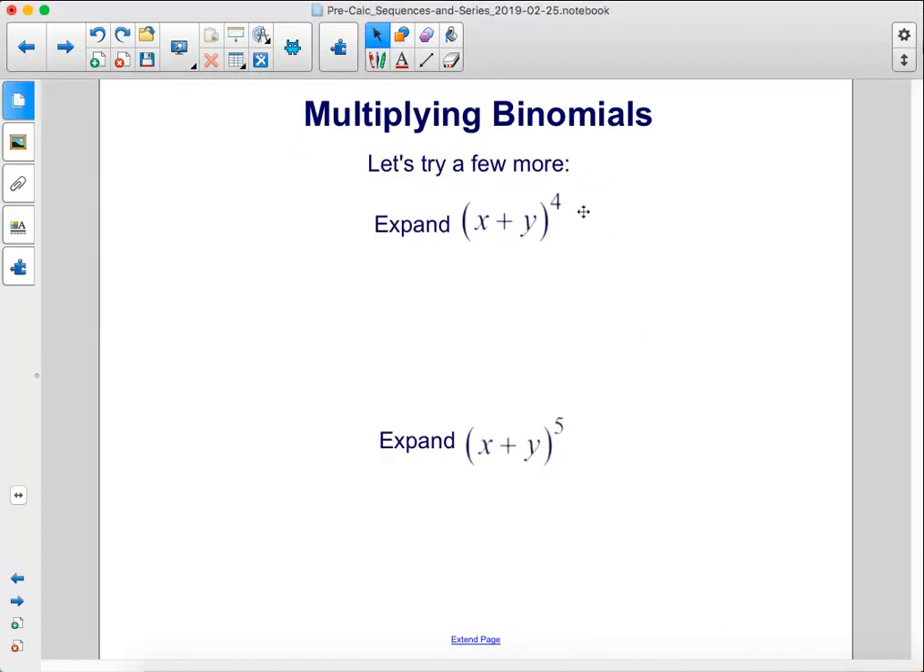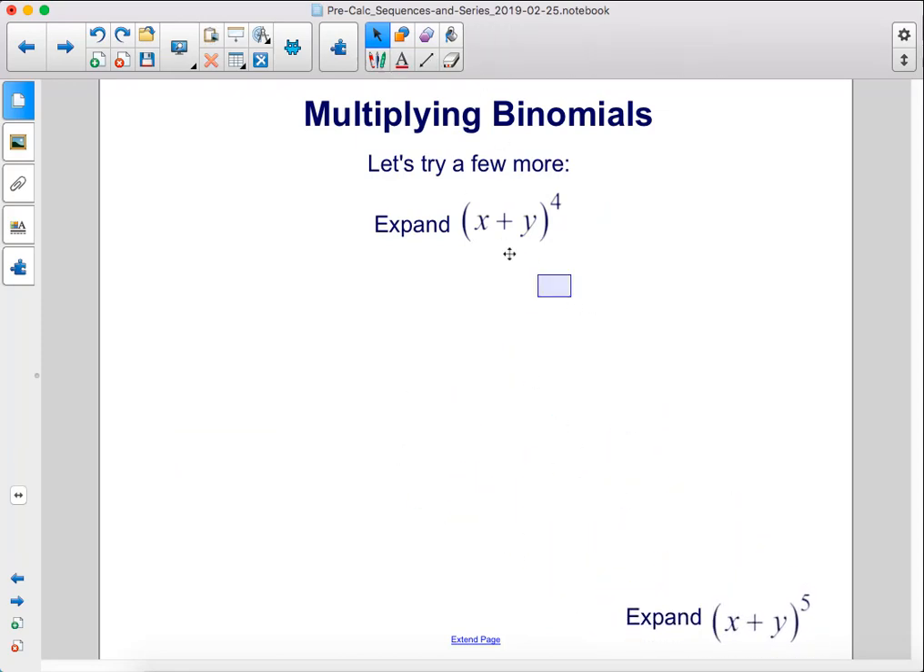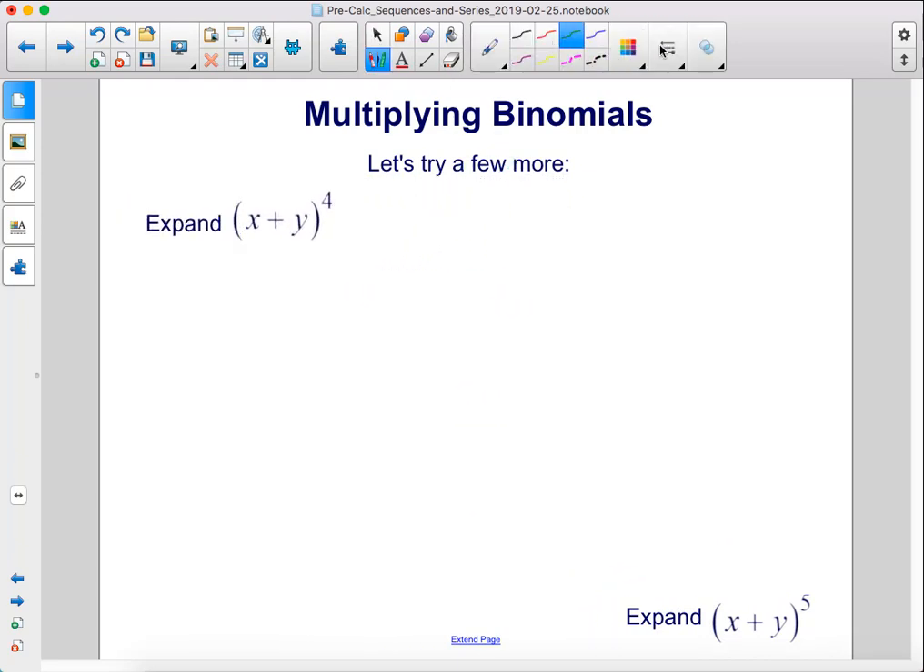Let's try a few more. Expand x plus y to the fourth. I'm going to move this out of the way to make some room. We can get started by imagining this as x plus y times x plus y times x plus y times x plus y. So the first thing I'm going to do is just multiply this binomial by this binomial, and that gives us x squared plus 2xy plus y squared.